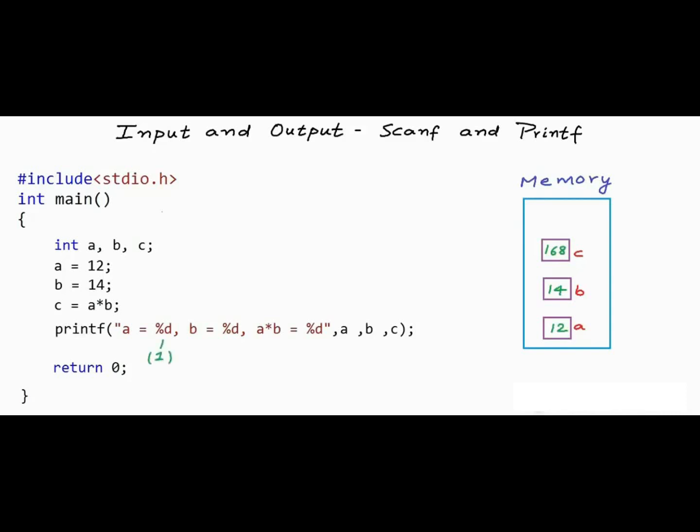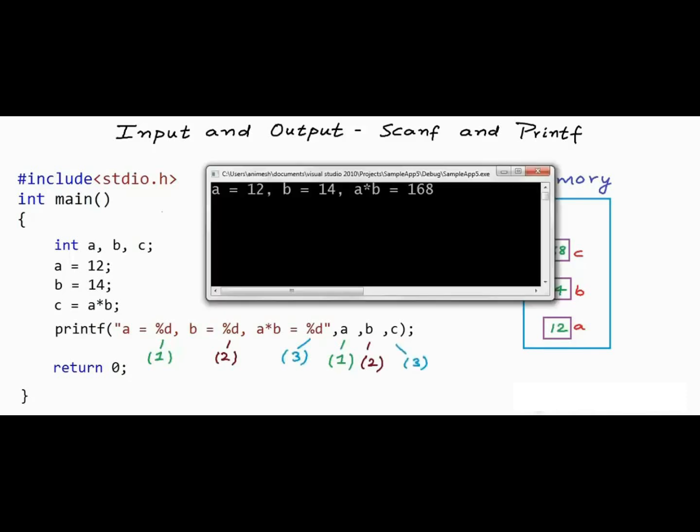While formatting, printf will replace this first %d with value in A. So first %d will be replaced by first argument after the string constant, and then this second %d will be replaced by value in second argument, that is value in B, and the third %d will be replaced by value in C. If I run my program, this is how my output will look like.